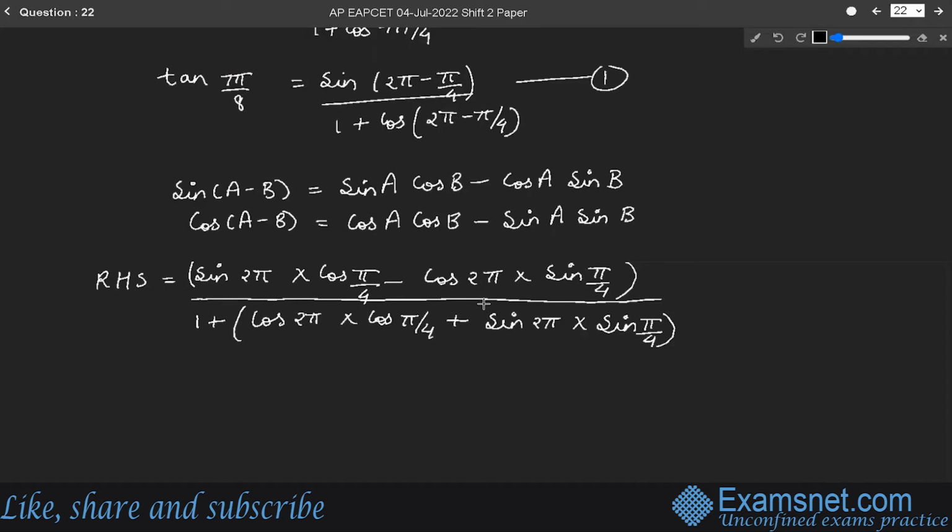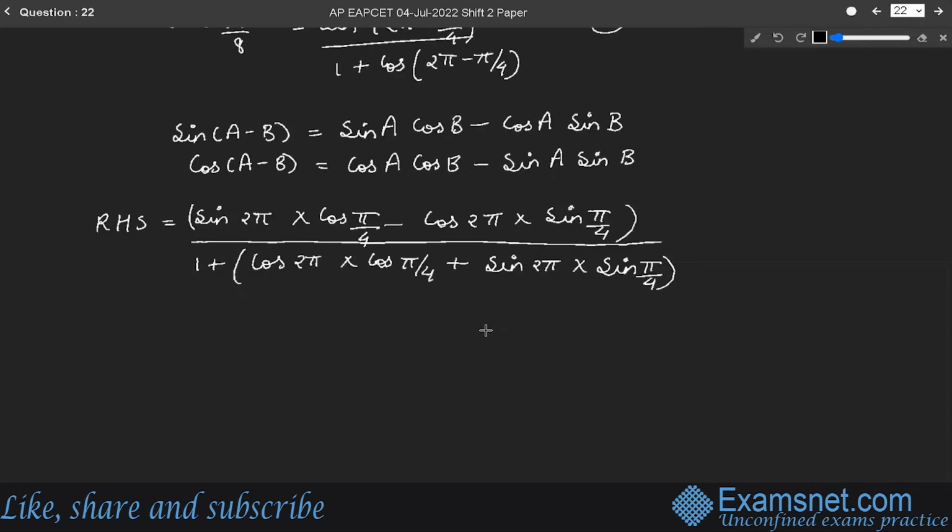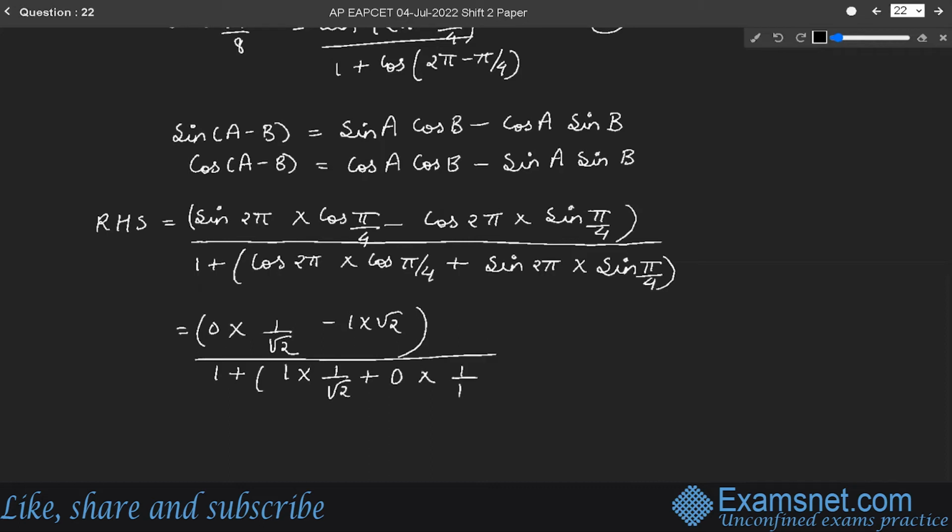We have used the formula. Now we have to put the values. Sin 2 pi will be 0 into 1 upon root 2 minus 1 into root 2, divided by 1 plus cos 2 pi, which is also 1, into cos pi by 4, which is 1 by root 2, plus sin 2 pi, which is 0, into sin pi by 4, which is 1 by root 2.